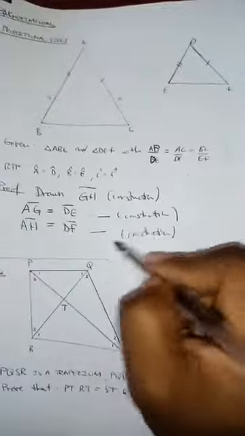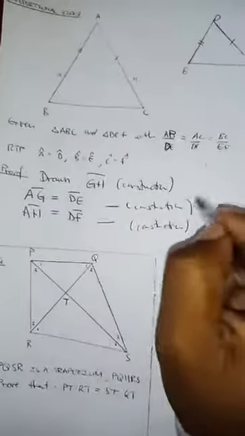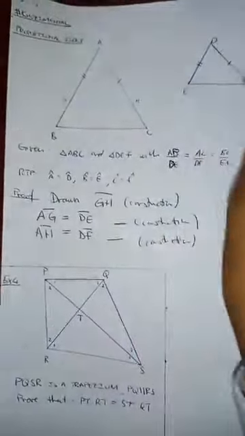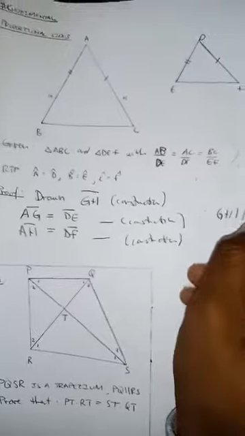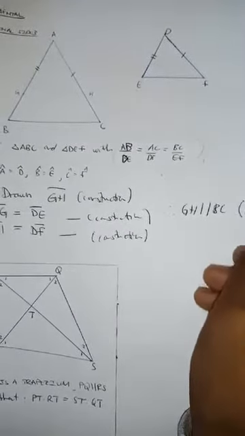So what will we have here? We will have that, just by having these two, AG being DE and AH being DF, this will mean therefore GH should be parallel to BC. Why? Because these are sides in proportion.